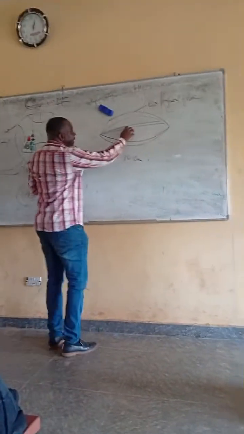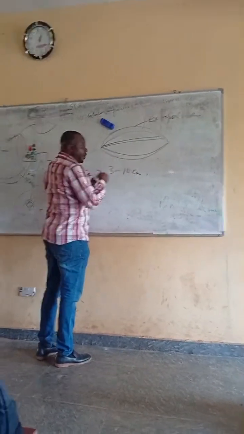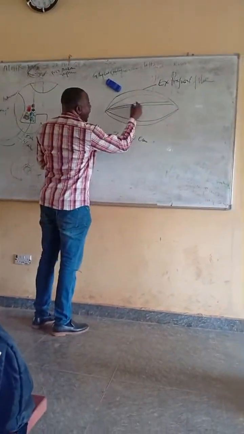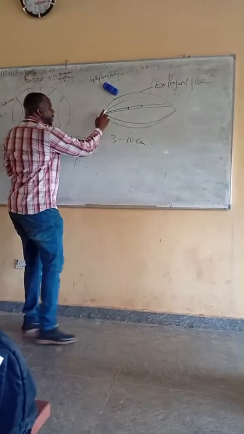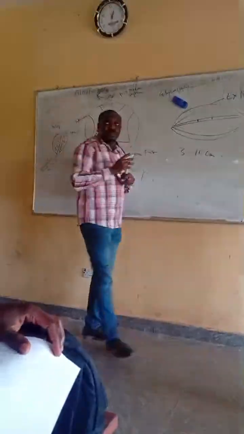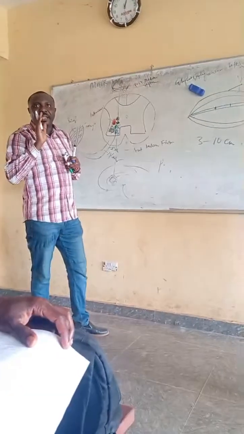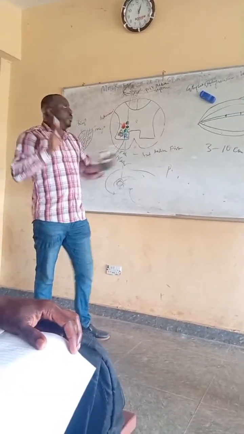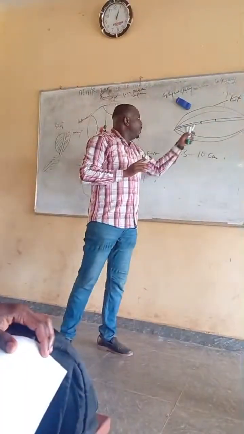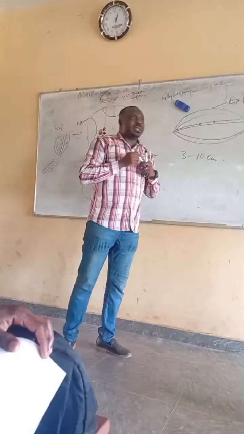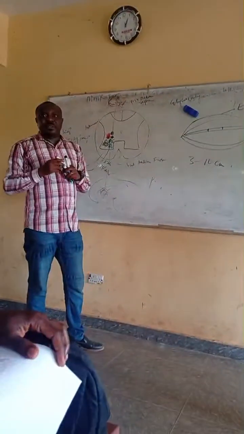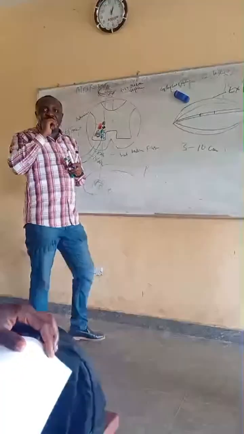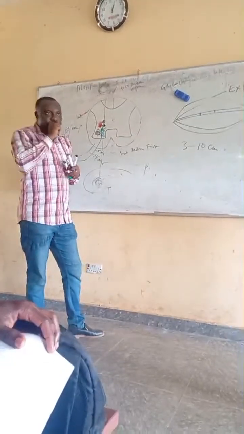So let's say from here to here is devoid of actin filament. But the rest of this, from here to here, has actin and myosin filament. That's to say that this part is contractile, and this part in the center is not contractile. And we usually have two types of intrafusal fibers.